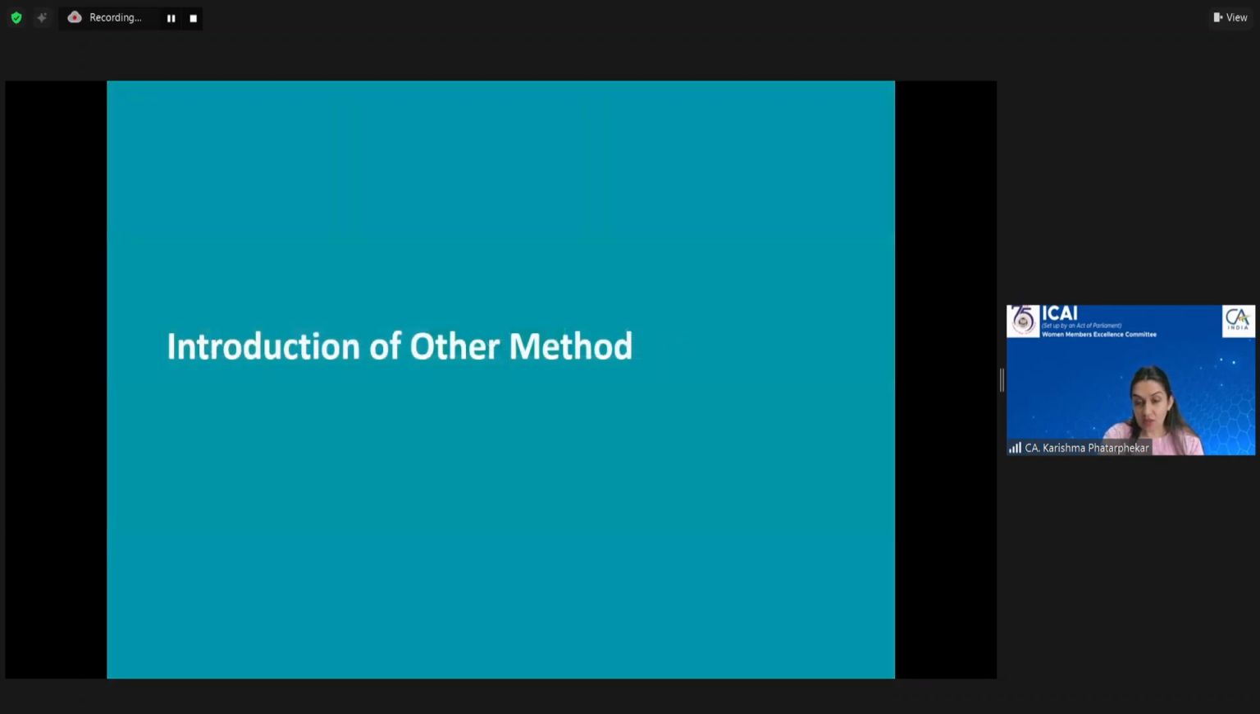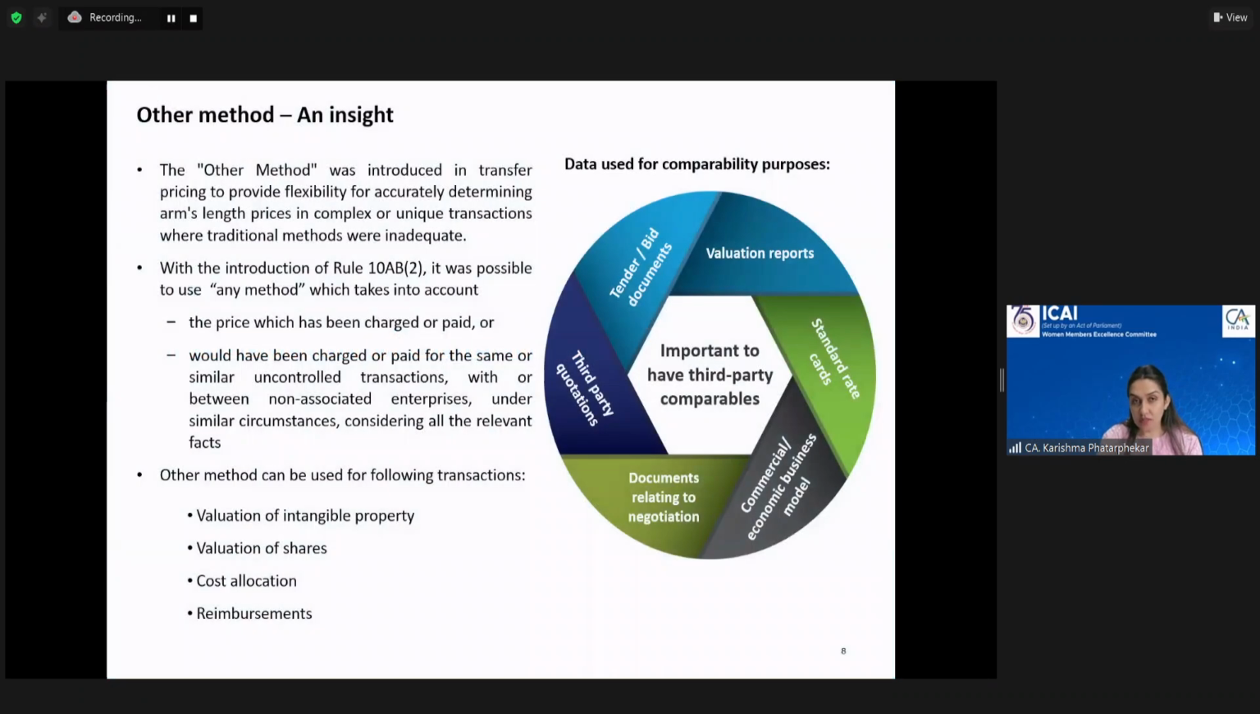Then, interestingly, they also introduced in transfer pricing what is called the other method. Now, the other method is like a sixth method, as I've spoken about the five methods: CUP, cost plus, resale price, transactional net margin method, and profit split. These are the five traditional transfer pricing methods, which you would also see in OECD guidelines, which is what would be also used by all other tax authorities worldwide. But India came out with what is called the sixth method, which is the other method.